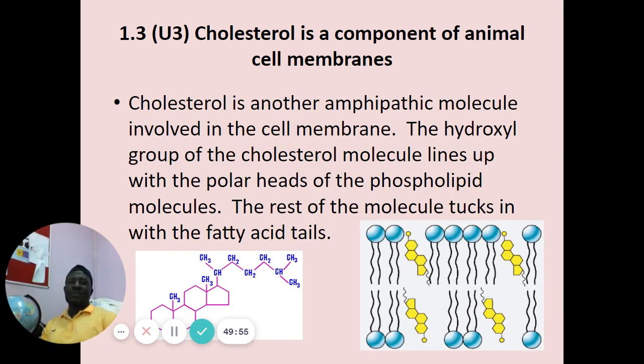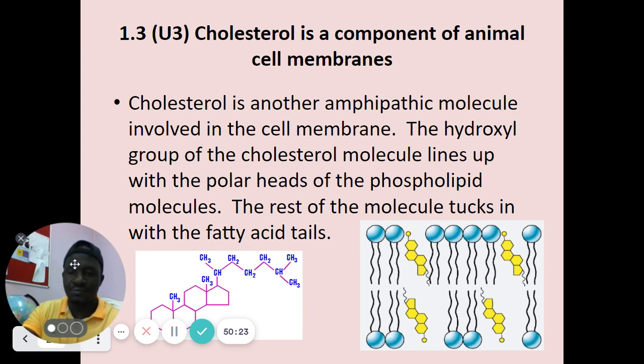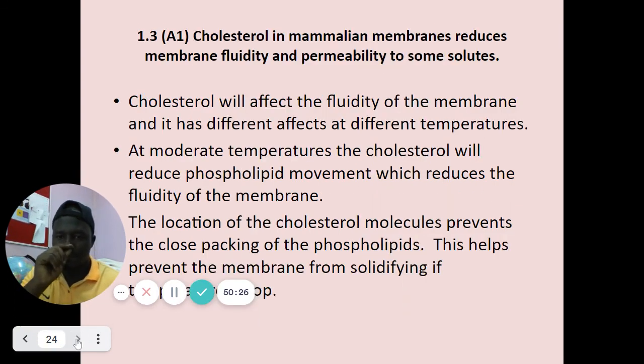So cholesterol is a component of animal cells and is another amphipathic molecule involved in the cell membrane. The hydroxyl group of the cholesterol molecule lines up with the polar heads of the phospholipid molecules, and the rest of the molecule tucks in with the fatty acid tails. So what is the importance of cholesterol in animal cells?